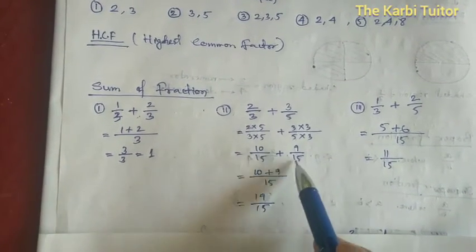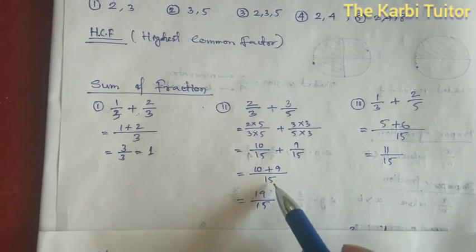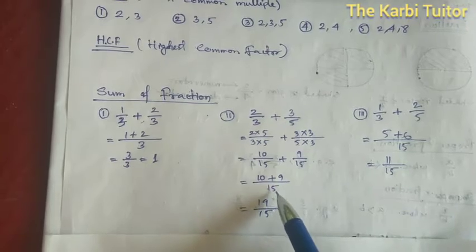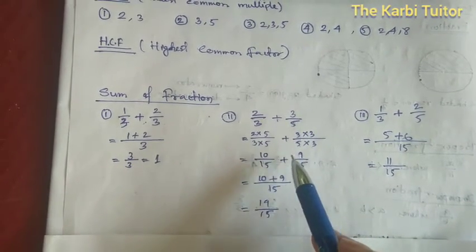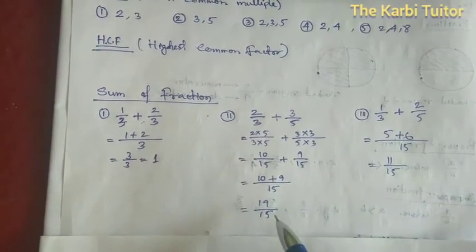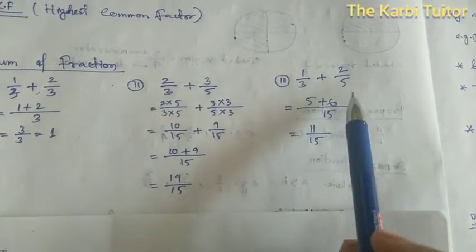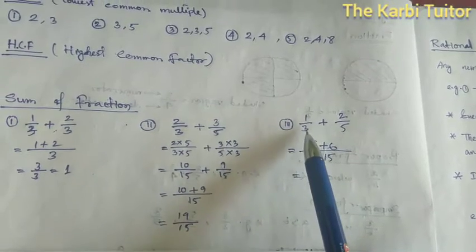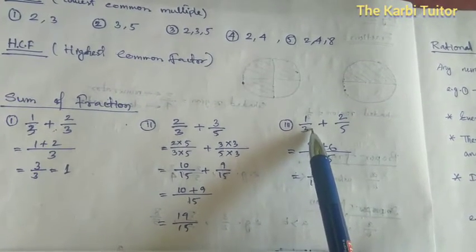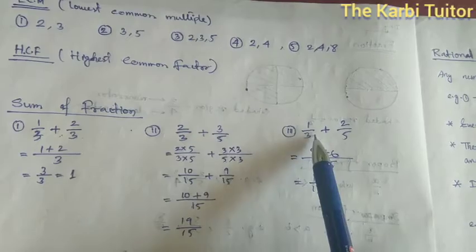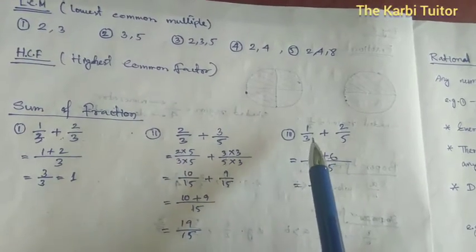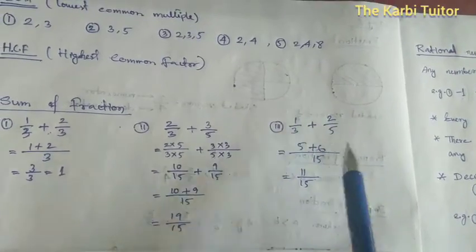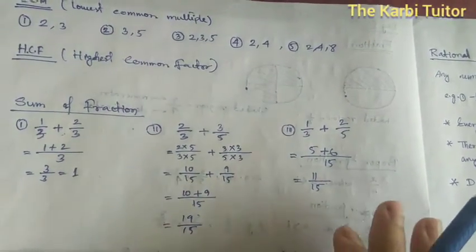Then this is like fraction, so you have to write 15, then just add the numerators. 10 plus 9 is 19, so 19 by 15. The same way here, 1 by 3 plus 2 by 5, LCM is 15, so 3 into 5, to get 15 we have to multiply by 5, so we have to multiply the numerator also. So 1 into 5 is 5, 5 into 3 is 15, 2 into 3 is 6, so 11 by 15.